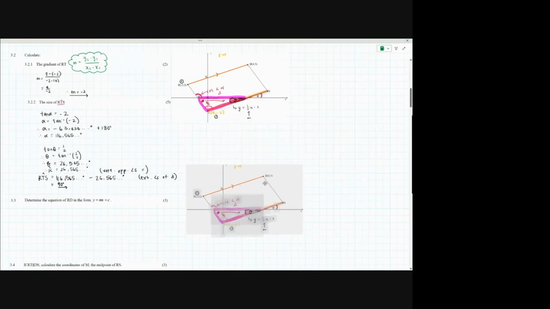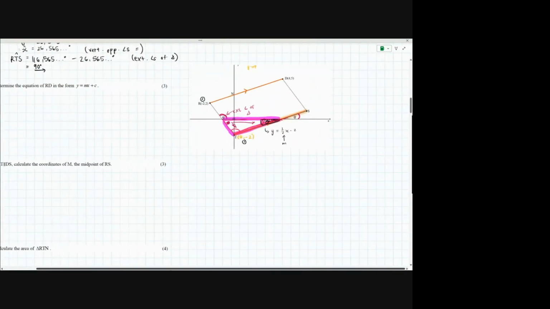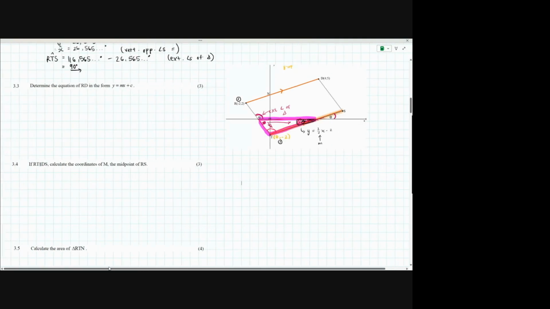Okay, again, I'm just going to move our picture down so that we have it. Right, so 3.3 says determine the equation of RD in the form y equals mx plus c. So RD is obviously one of our straight lines, and RD is this line up here. Now remember, one of the important pieces of information we were told is that RD is parallel to TS.